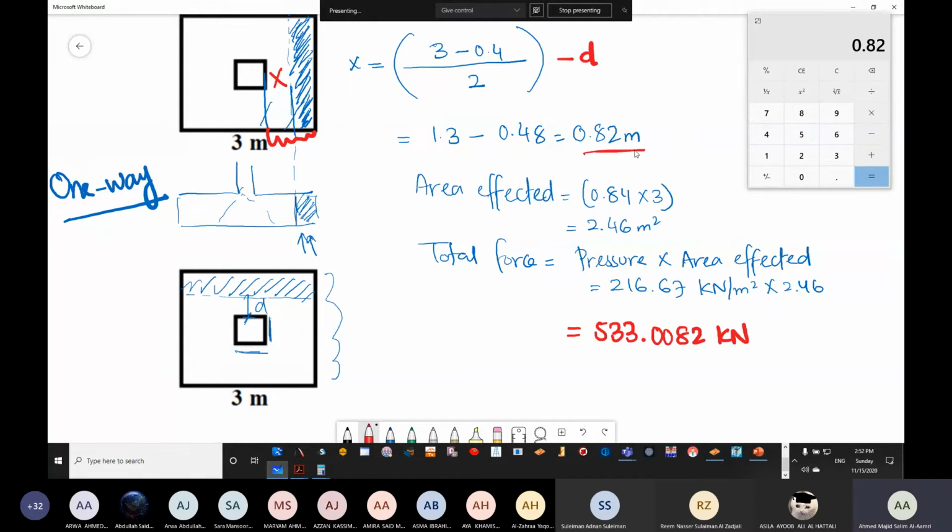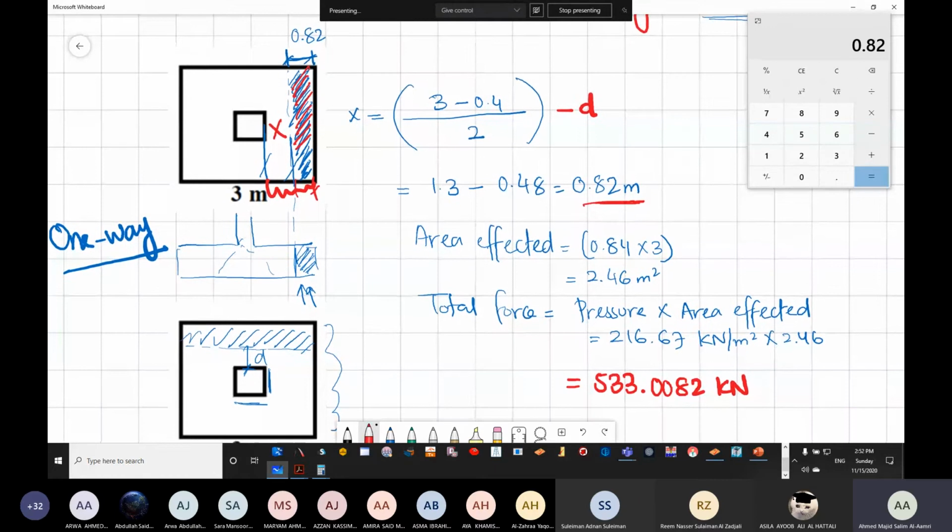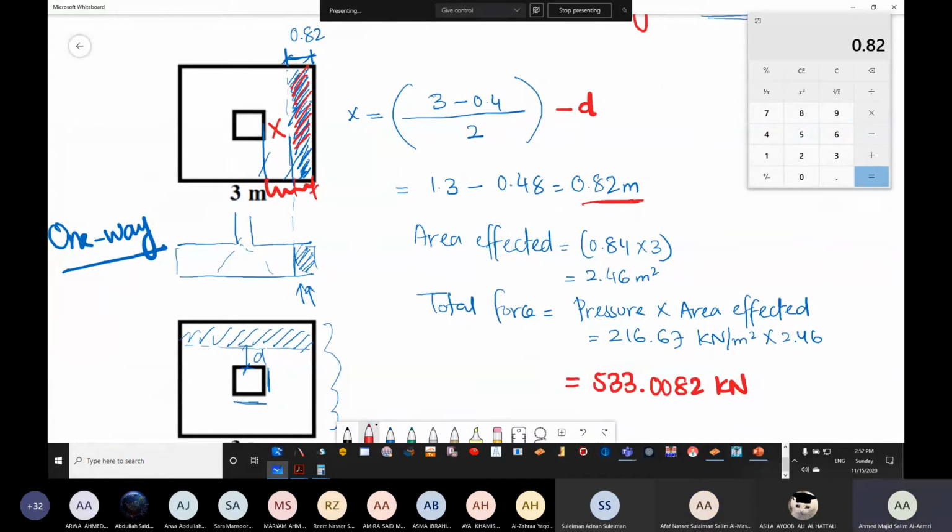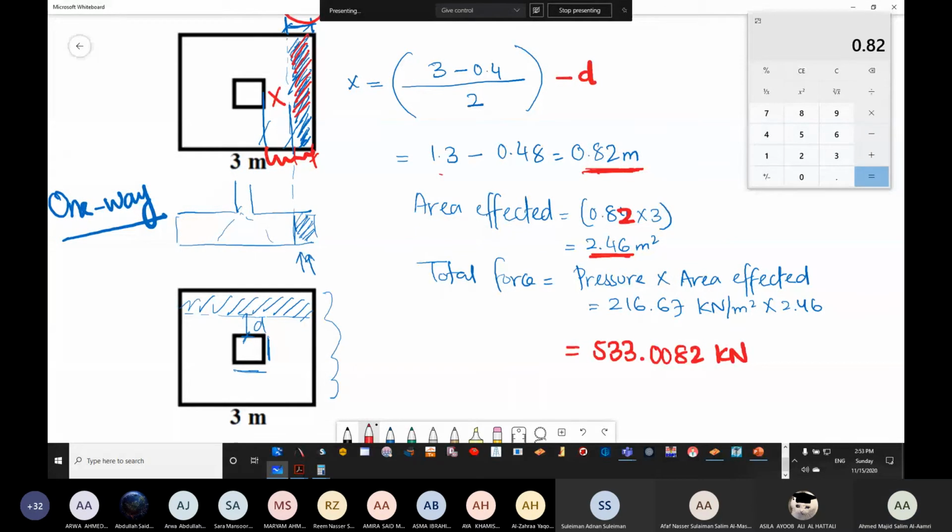From here, Afaf, we just calculated this length, or this width, to be 0.8. But that's 0.84 and the previous was 0.82. Is it the same? Can you just check? Is it 0.82 or 0.84, the value? Can you check this equation? This is 0.82. Okay, so here it's going to be 0.82. Can you check this value? Is it correct? Can you check the value of 2.46? Is it correct?